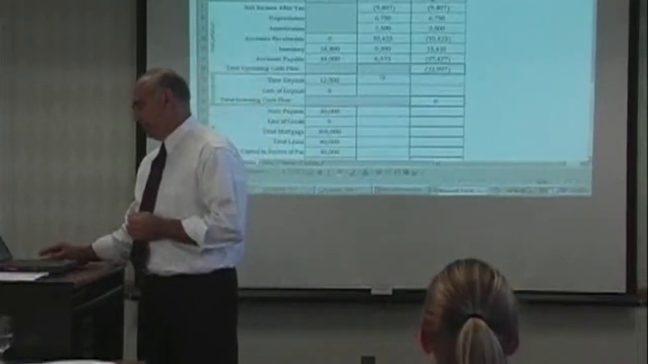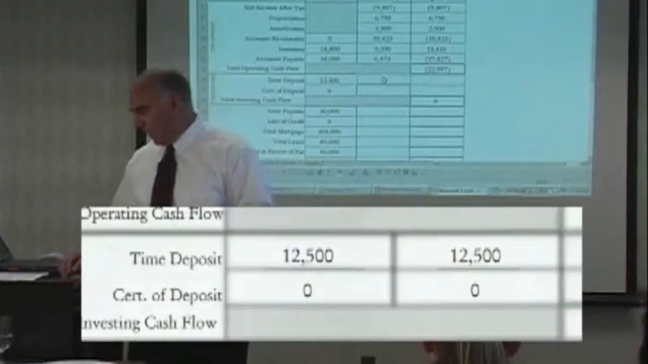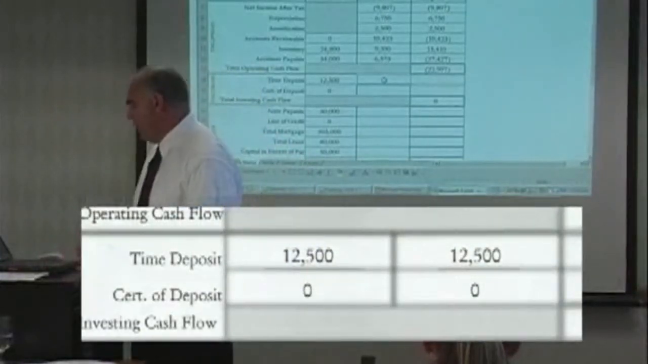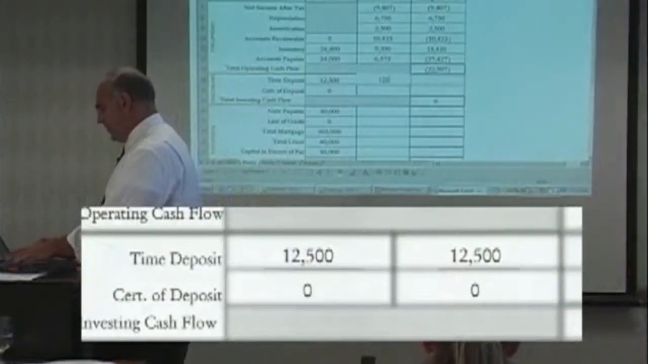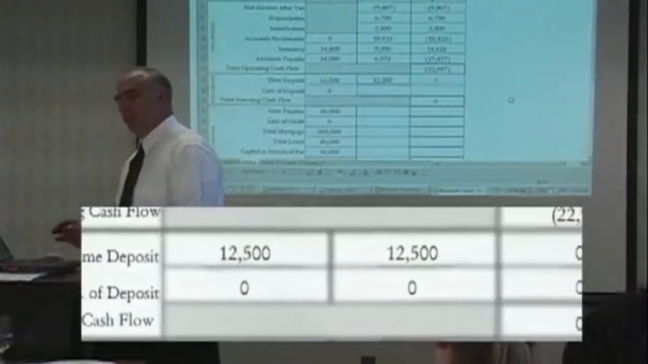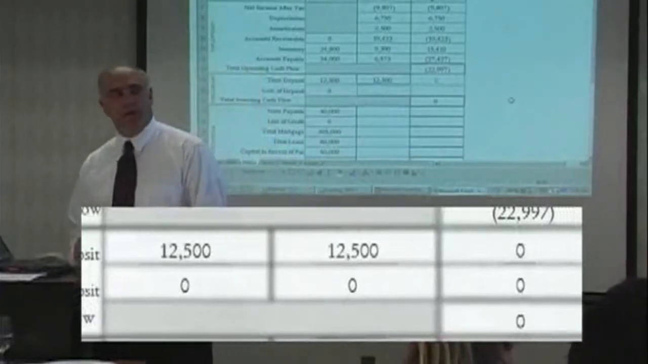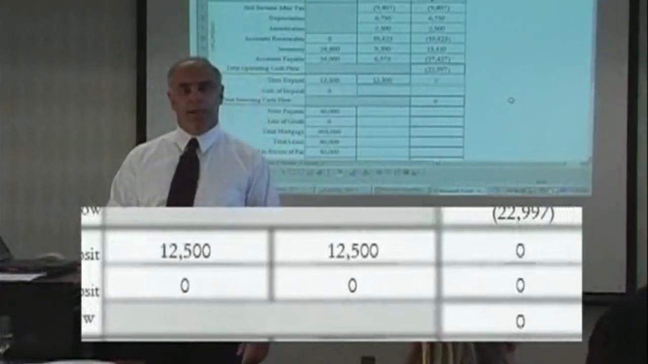we're going to limit our investing activity to the time deposit and the certificate of deposit. The time deposit balance at the beginning of the period was $12,500. We note at the end of the period it is unchanged. It is $12,500. So there is no impact on cash flow.